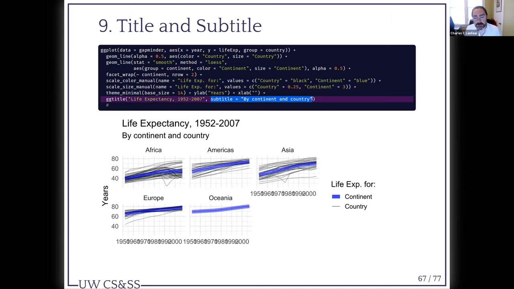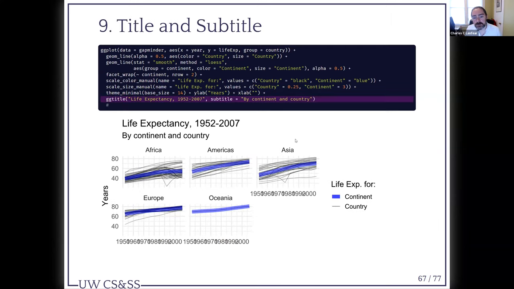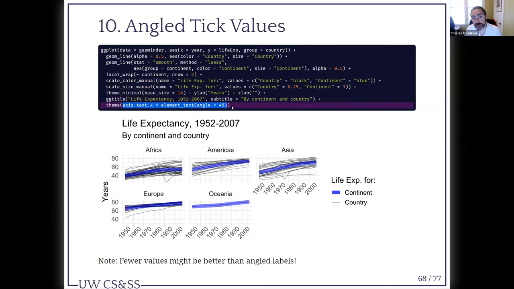Subtitle by continent and country. You can do subtitles in your ggtitles. It's a good way to have an overall title, and then something else like this, where I say I've subset it by these things. And then I say theme axis.text.x equals element_text angle 45, which is the wordy way of making my axis tick labels here go from overlapping to being at a 45 degree angle.